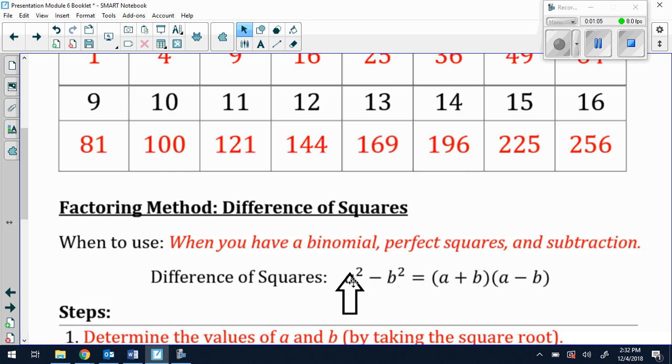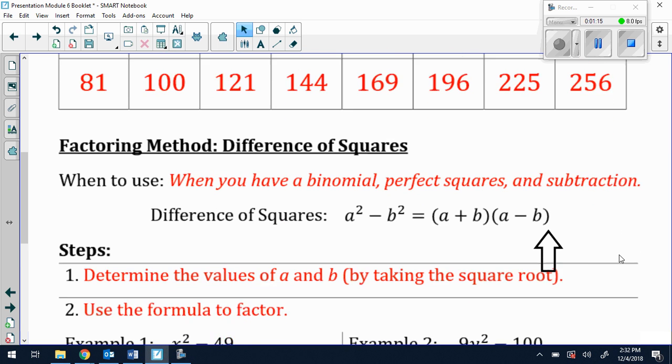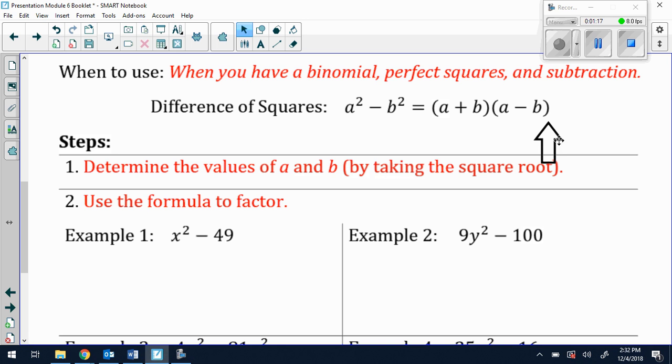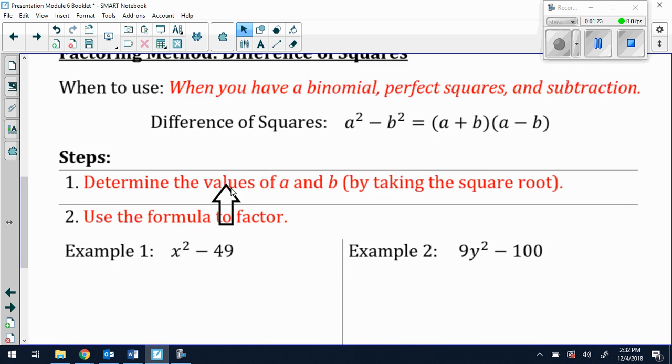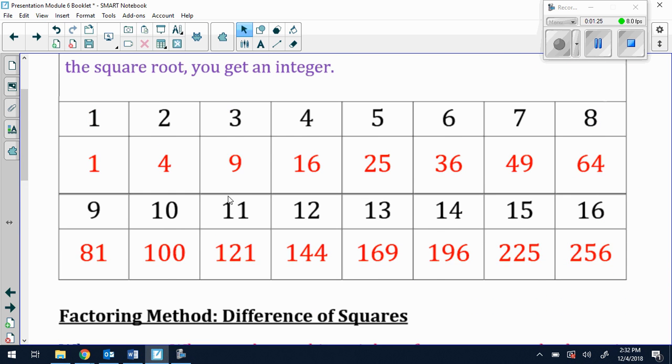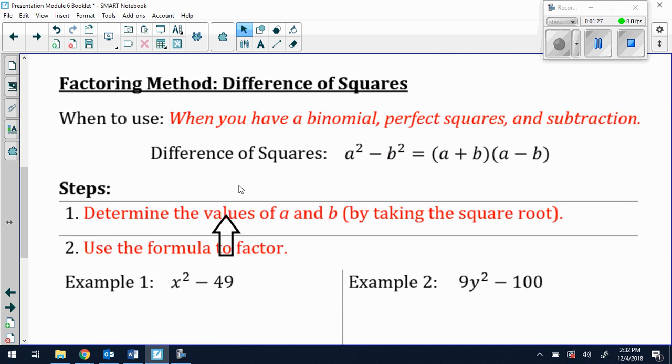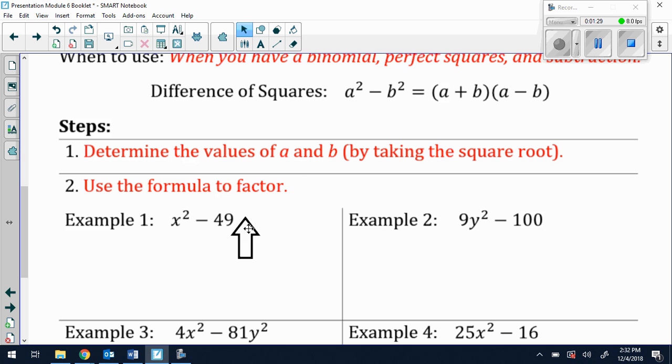We're not going to use it to multiply. We're going to use it to factor. So we're going to take anything that's of this form, two terms, subtraction, both perfect squares, and we're going to do our formula. Our steps: you're going to determine the values of a and b. You're going to do that by taking the square root. And again, we'll use these values up here. And then we use the formula to factor.